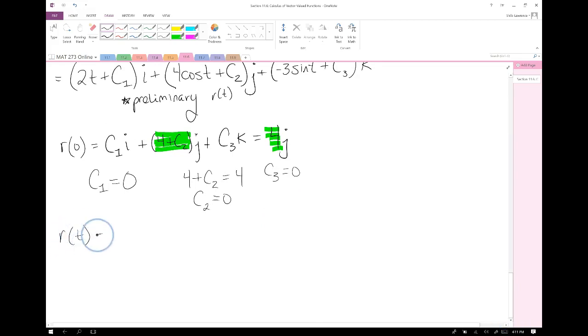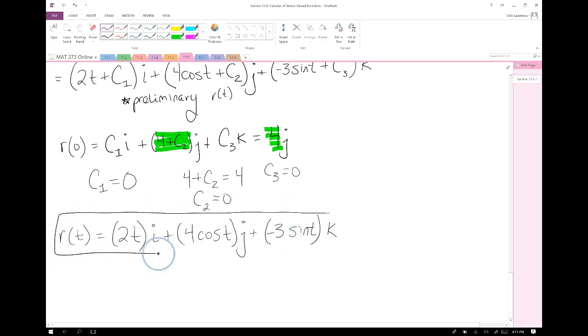So we're finally ready to finalize our answer for R of t. I'm going to go back to my most recent antiderivative and replace my arbitrary constants. We just found that C1, C2, C3 were all equal to 0, which means our final answer is 2ti plus 4 cosine tj plus negative 3 sine t k. And you could write that as add a negative, or you could write it as subtraction. It doesn't matter. They're the same.